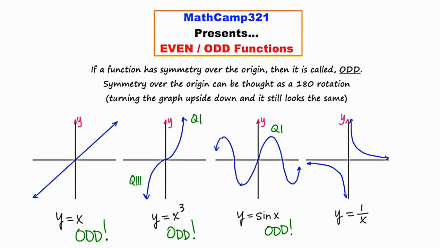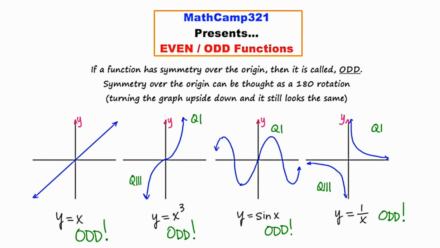And we finish with the graph of y equals 1 over x. It looks like two boomerangs in opposing quadrants. One is in quadrant 1 and the other is in quadrant 3. And if I were to turn the paper upside down, the boomerangs would just flip-flop exact positions over the origin. So this is also odd.